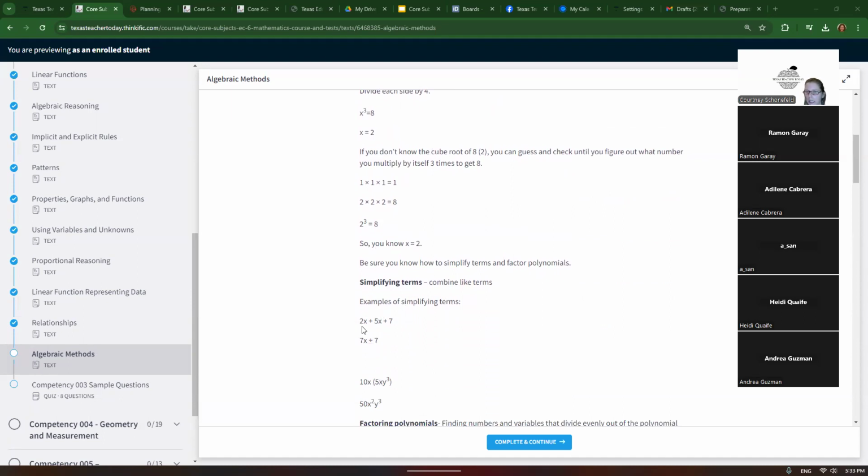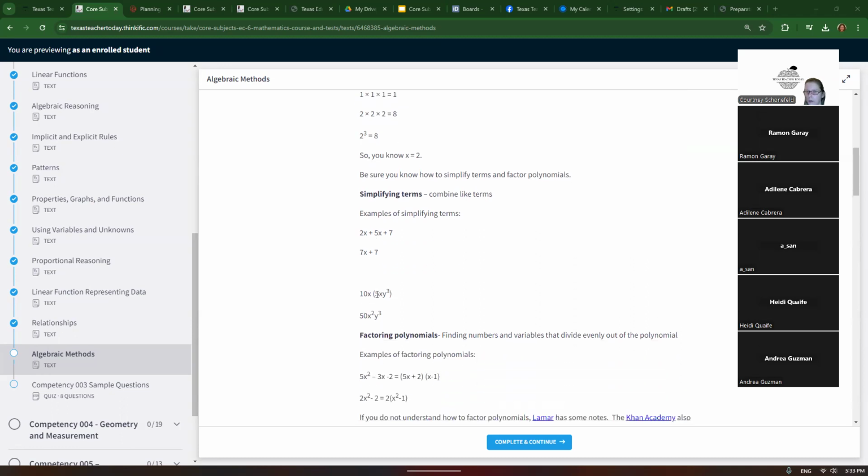Simplifying terms would just be like this. 2x plus 5x plus 7 is 7x plus 7. We're just adding the x's, right? Now, if this one was 5x squared, we couldn't do that. You can't add a 2x and a 5x squared because those aren't like terms. Now, if we're doing this right here, 10x times 5xy cubed, we're going to multiply 10x times 5x and we'll get 50x squared because x times x is x squared, right? And then we still have the y cubed.